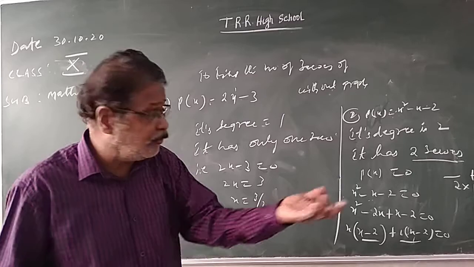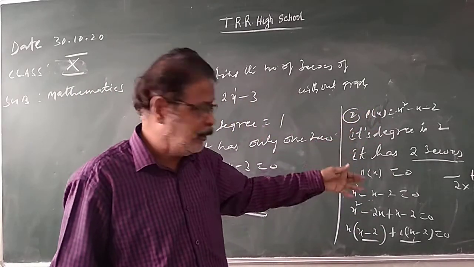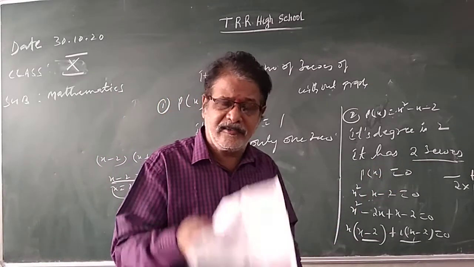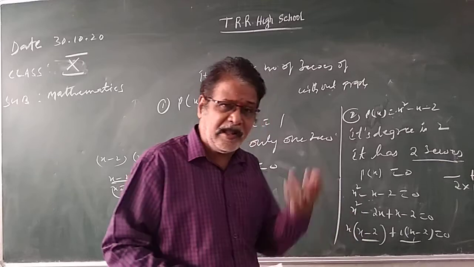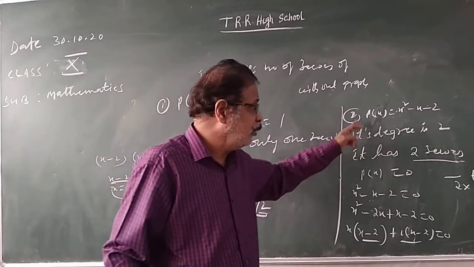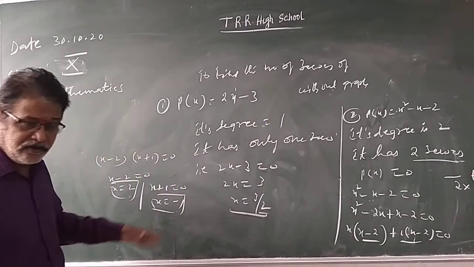How to find those zeros? Like this, by factorization. In case of a quadratic polynomial, you factorize it. Splitting the middle term, you already know from other classes. I explained how to factorize the quadratic polynomial in the 9th class also, and at the beginning of the 10th class also. By factorization, I will get these zeros.